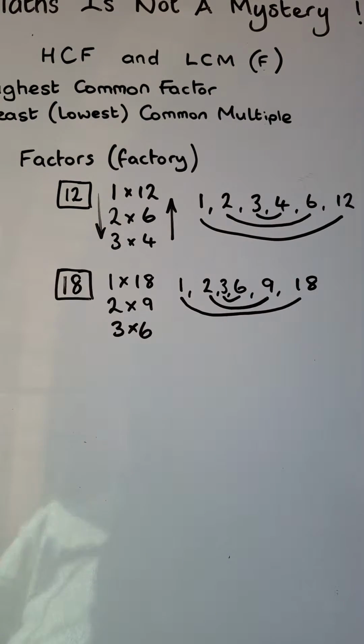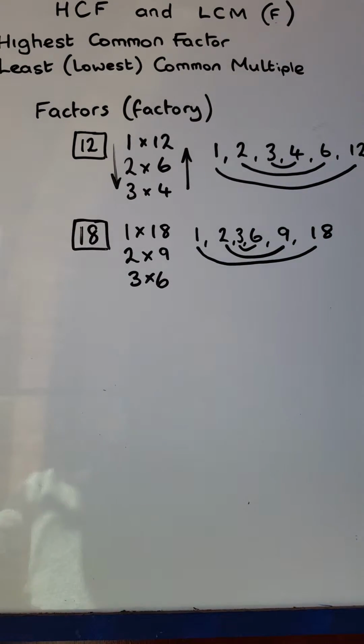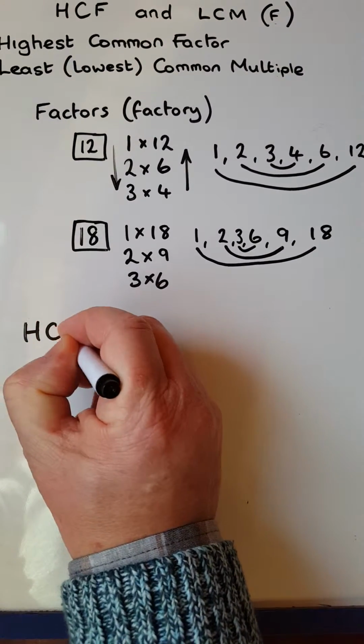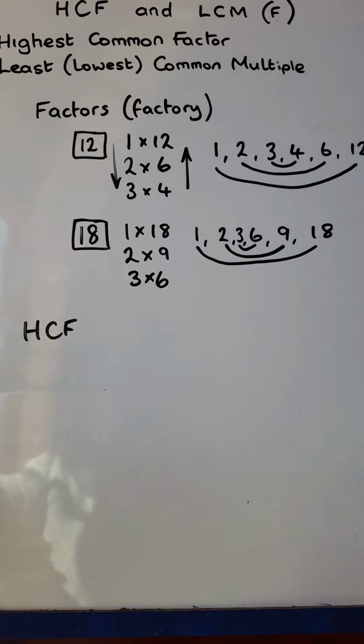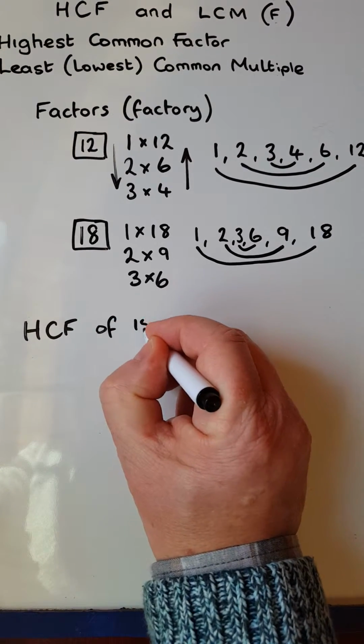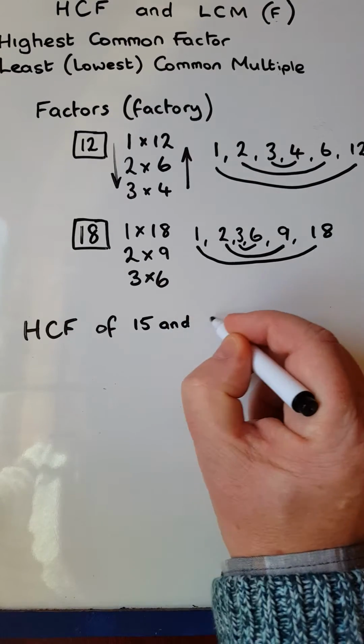Alright, now you're going to get asked a question, for example, that might say find the highest common factor, and it might say HCF on your exam paper, or it might say it in full, highest common factor, of 15 and 27.